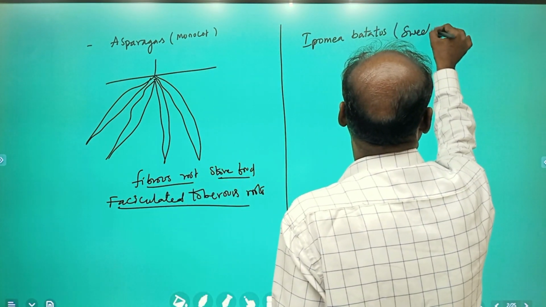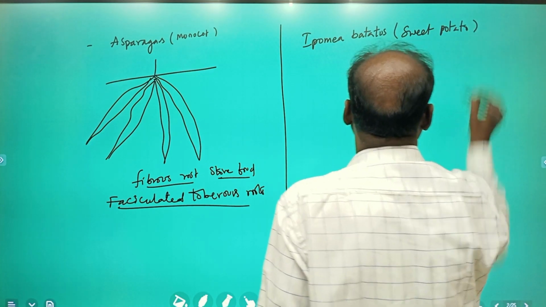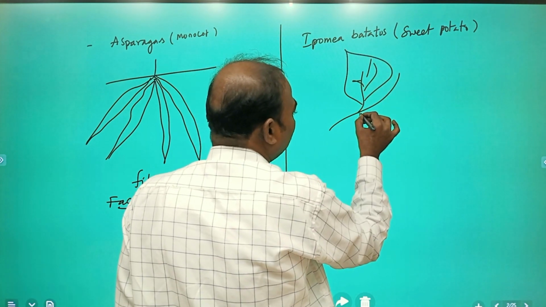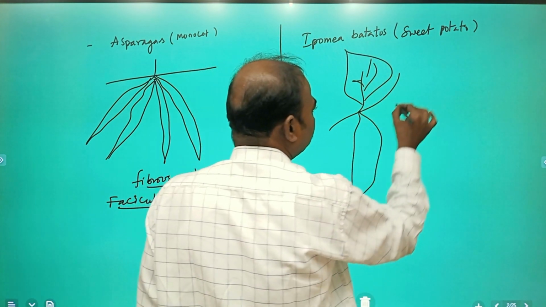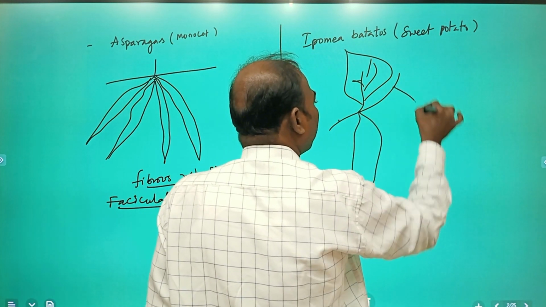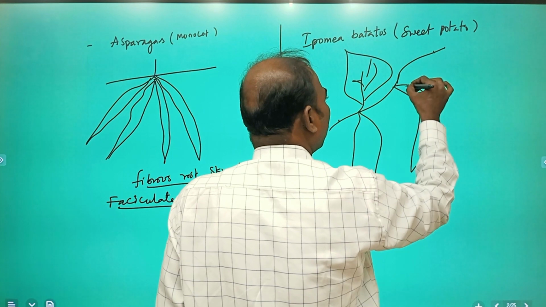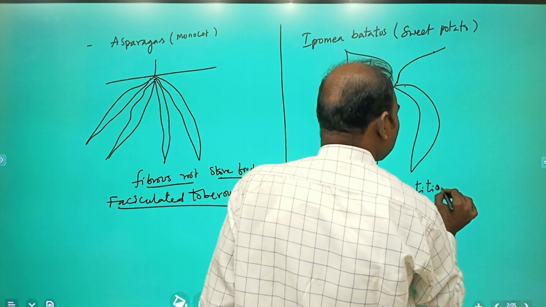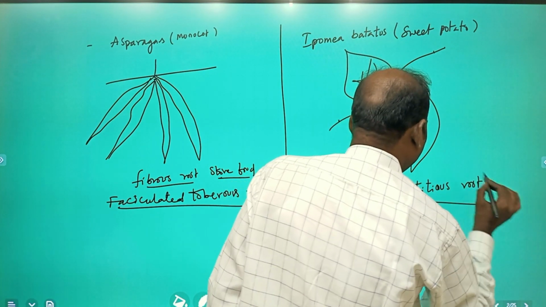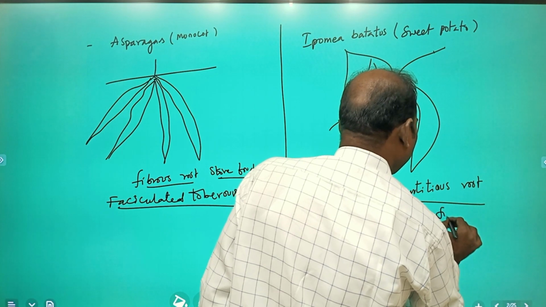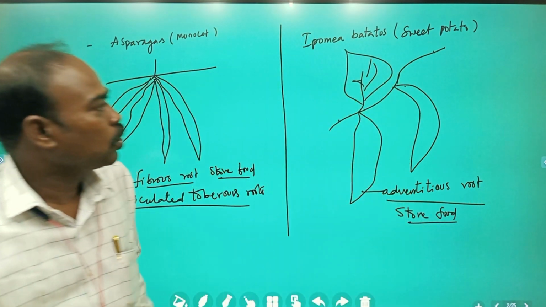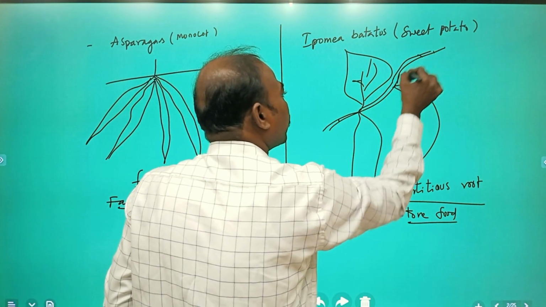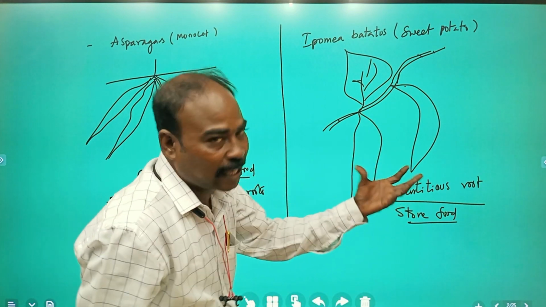In some plants like Ipomoea batatas, sweet potato, the adventitious root stores food material. At every node, a single adventitious root is found. The adventitious root stores food material and becomes bulged. So the adventitious root of sweet potato stores food material and becomes bulged.